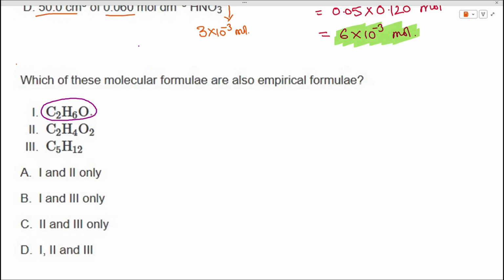2:6:1 cannot be reduced further. These, all the number of atoms can be divided by 2. So this molecular formula will give a different empirical formula, which is CH2O. And again, this molecular formula, the 5 and the 12, they do not have any common factor. So the empirical formula is going to remain the same. So our correct option for this question is option B.